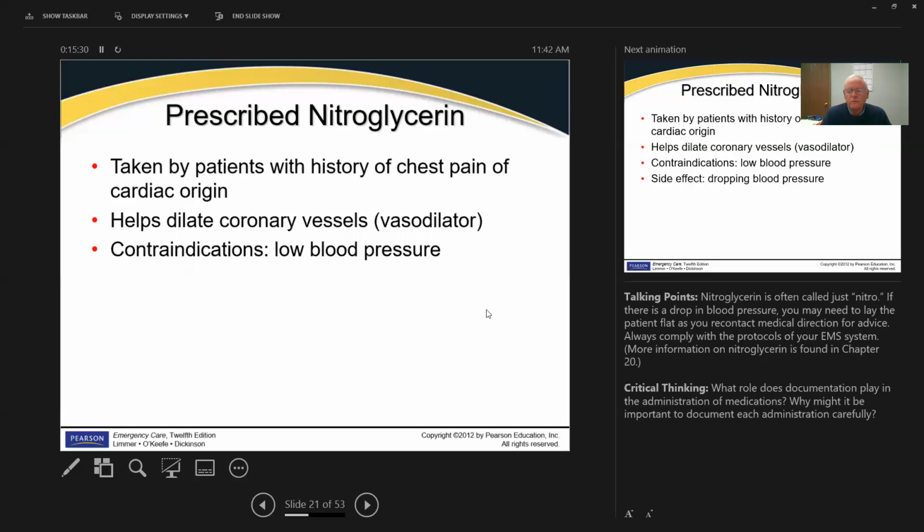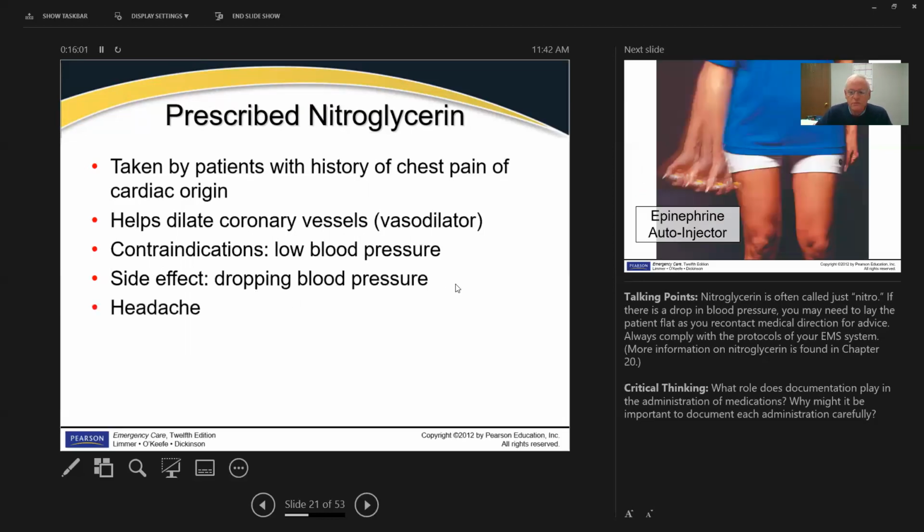It has to be theirs. They have to have a desire to take it. You can help them, you can get it out of the bottle. I would make sure you have gloves on because it's going to dilate blood vessels, and some of those blood vessels are in the head, and if you touch that nitroglycerin, you're going to get a severe headache because it'll get absorbed through your skin, okay? So again, contraindication is the pressure's below 120 systolic, and the side effect is it's going to drop blood pressure as well as give you a headache. Okay.